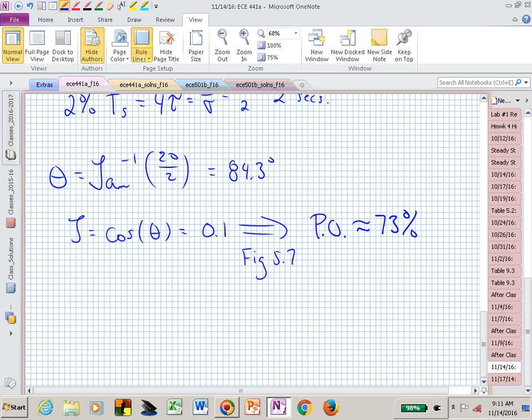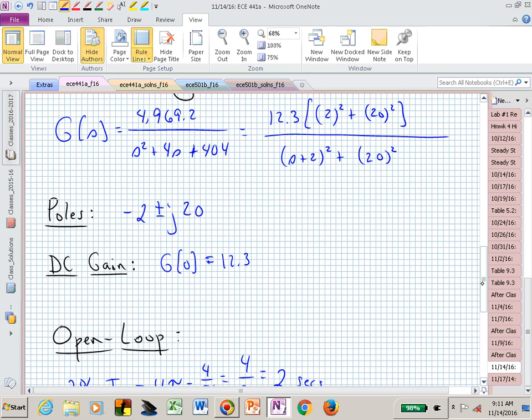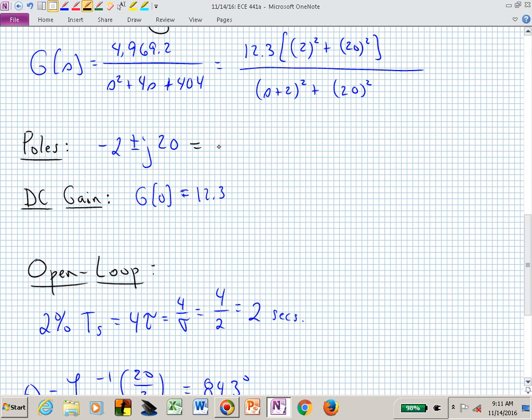Question. What was sigma? So if we look at this, this is my minus sigma plus and minus j omega sub d in that parameterized form. And I wrote this as (s + sigma) squared plus omega sub d squared. I factored that denominator so that I explicitly have the real part identified and the imaginary part identified. And that's where they come from in those poles.